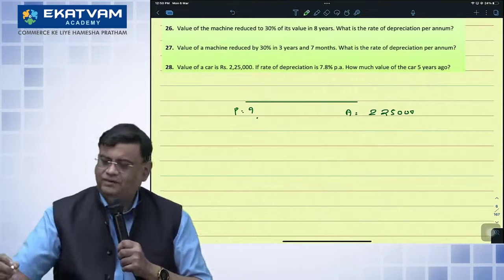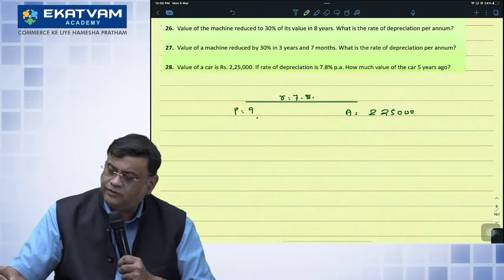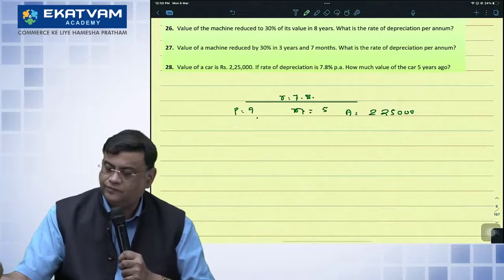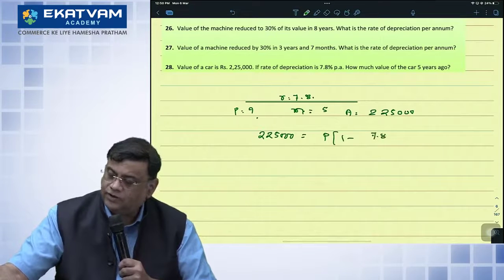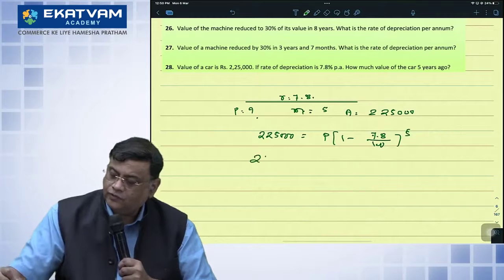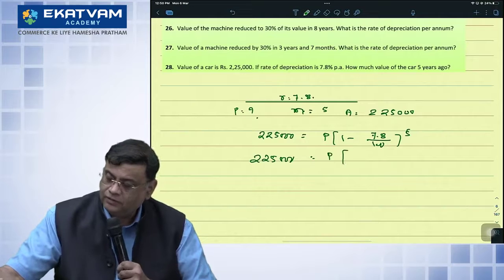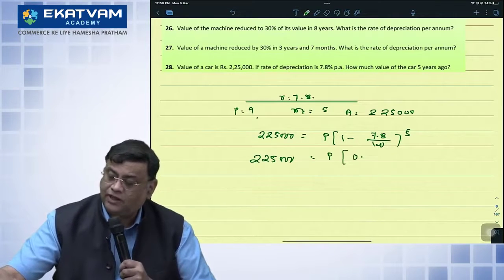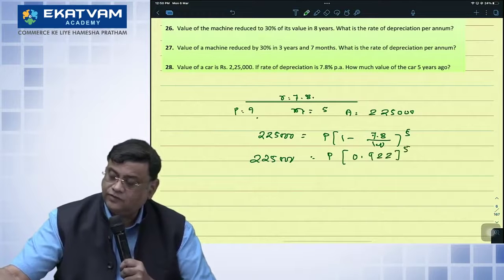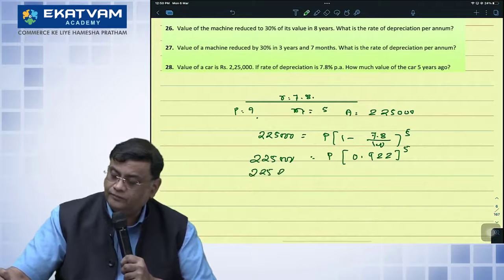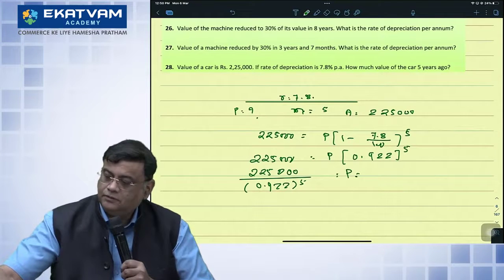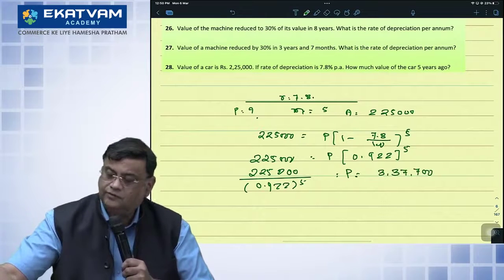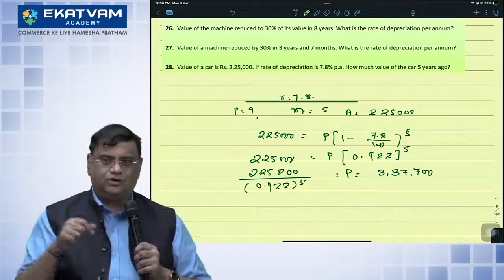हो गया। एंड देन R is given 7.8%, rate of period is given to be 5 years, and therefore 2,25,000 is equal to P 1 minus 7.8 over 100 that raised to 5. So 2,25,000 is equal to P. Now 0.078, how much is remaining value? 0.922, and this is raised to 5. तो ये कैलकुलेट करो फिर, 2,25,000 divided by 0.922 raised to 5 will happen to be the value of P. 3,37,700 is the value. Now, in fact, that was the value 5 years back, and today's value is 2,25,000.